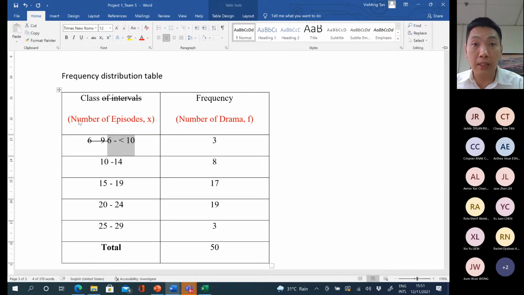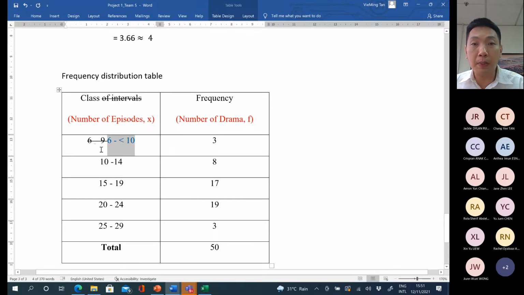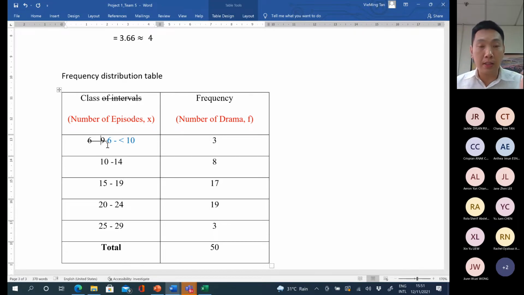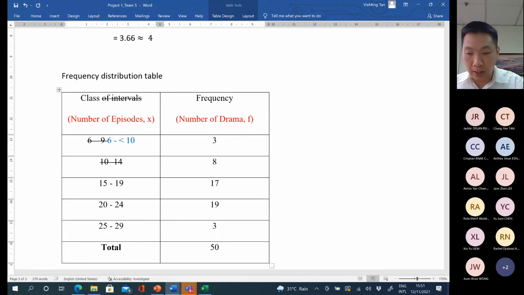For this data, this one I can change to another color so that you can see. For your project 2 later on, make sure that your class interval is using the boundary classes, so that you can directly calculate the median and mode, first quartile, third quartile directly. So remember, change this to boundary classes immediately. The second class should be 10 to less than 15.